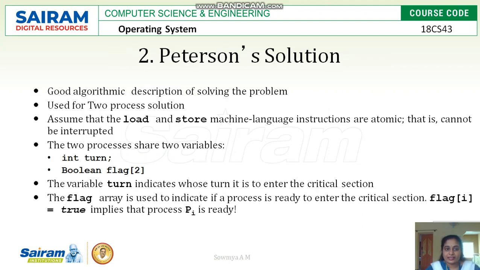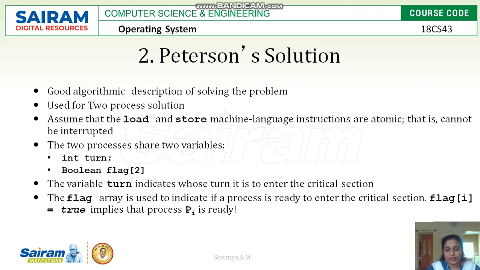One solution to this problem is Peterson's solution. It is a good algorithm description to solve the problem, used for only two processes at a time. So Peterson's solution is for only two processes' critical section usage. It is not for n number of processes using the critical section.